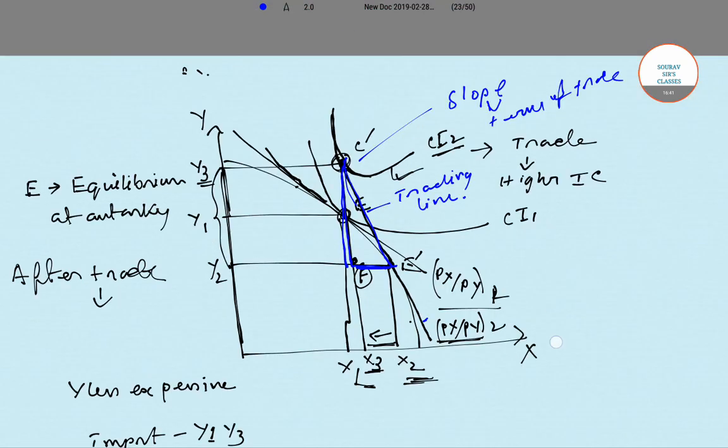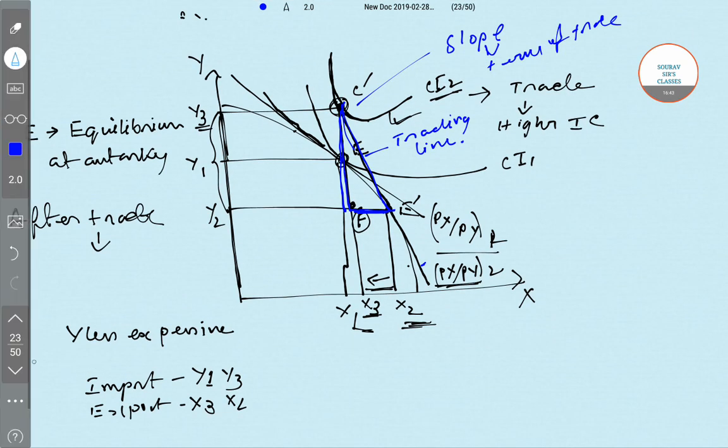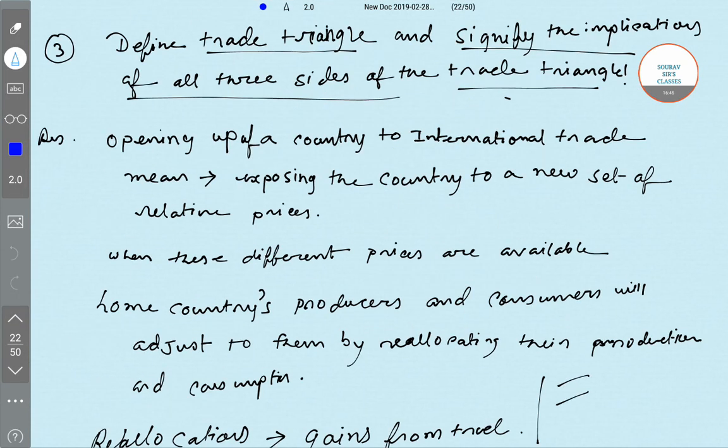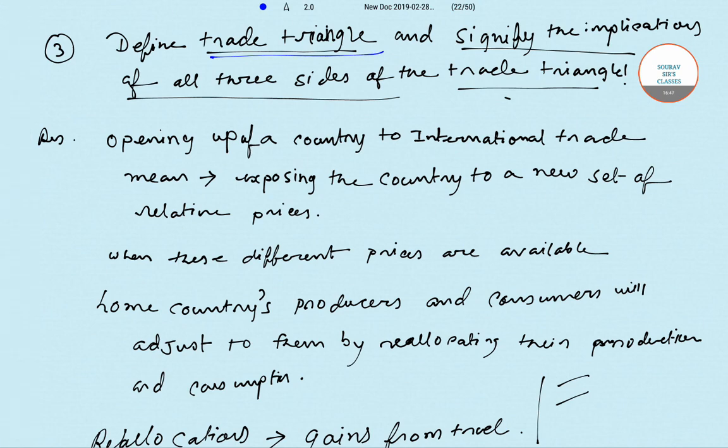So now we'll go to the question that we have done. It was given: define trade triangle. We have simply explained it. It signifies the implication of the three sides of the triangle. We have also explained it.